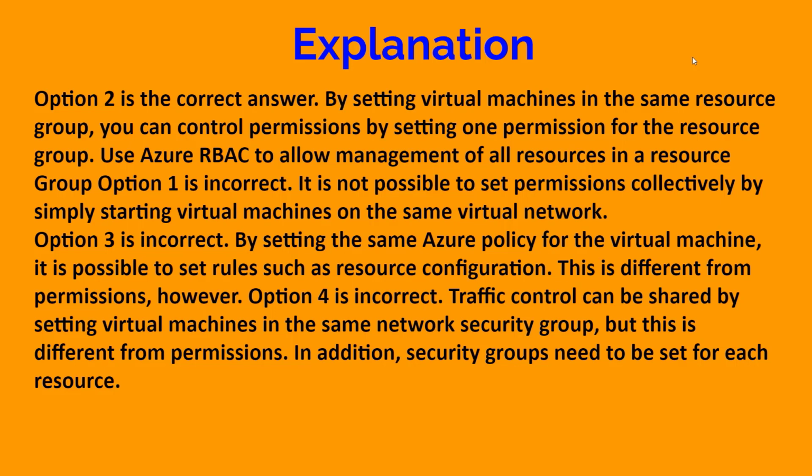Option 1 is incorrect. It is not possible to set permissions collectively by simply starting virtual machines on the same virtual network. Option 3 is incorrect. By setting the same Azure policy for the virtual machine, it is possible to set rules such as resource configuration. This is different from permissions, however. Option 4 is incorrect. Traffic control can be shared by setting virtual machines in the same network security group, but this is different from permissions. In addition, security groups need to be set for each resource.